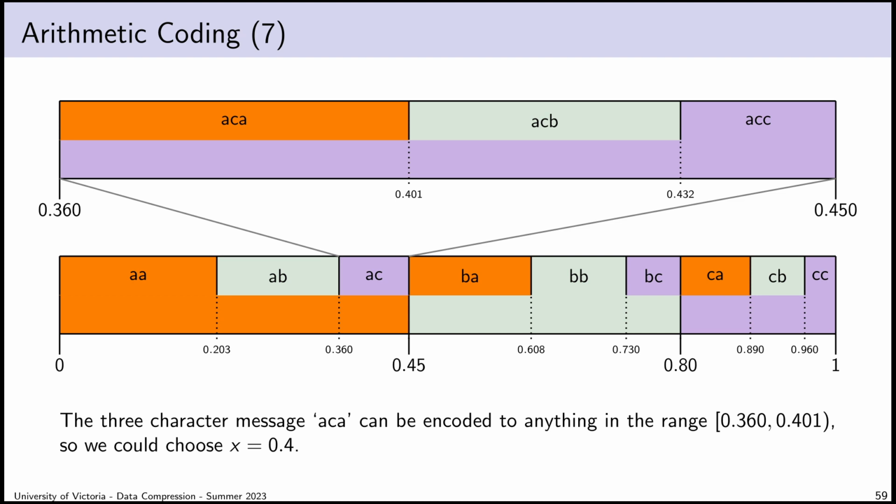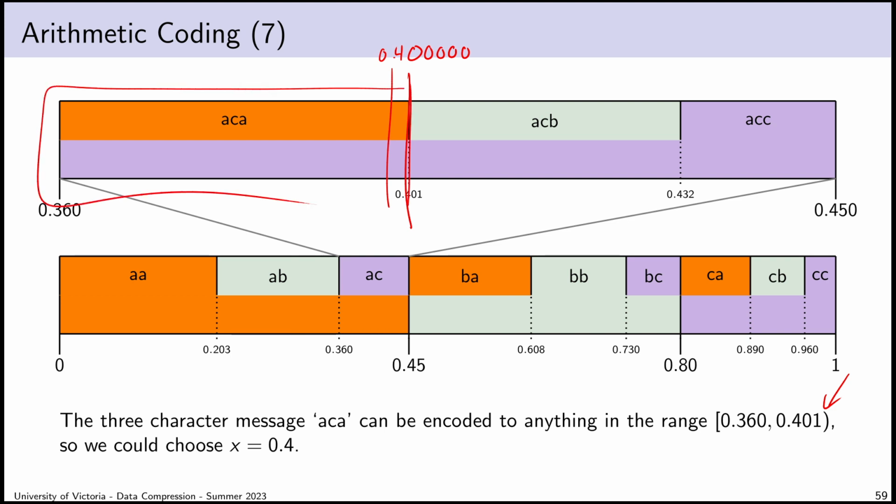So the 3-character message ACA falls into this subinterval here between 0.36 and up to but not including 0.401, which means I could choose the representative 0.4, which again requires only 1 digit to send over. And the decompressor gets that, assumes there's an infinite sequence of zeros, and then figures out what subrange it falls into. Oh, it's the subrange for ACA. Okay.